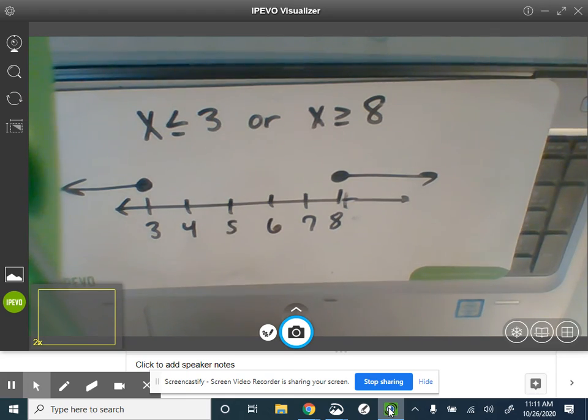But remember, if they are going towards each other and they cover the entire number line, it's an infinite solution. If they're going in the same direction, you drop the one that's included underneath.